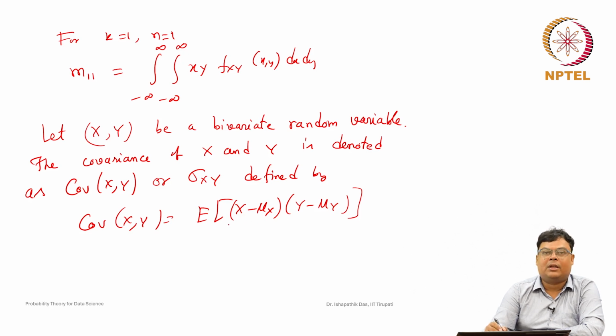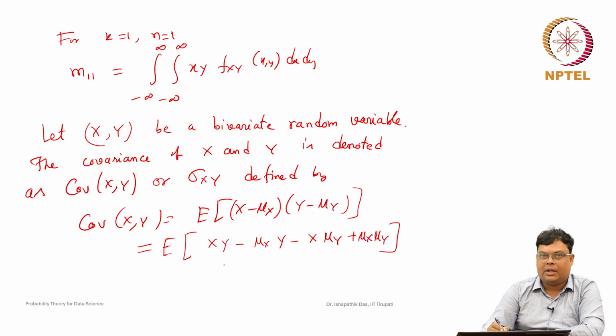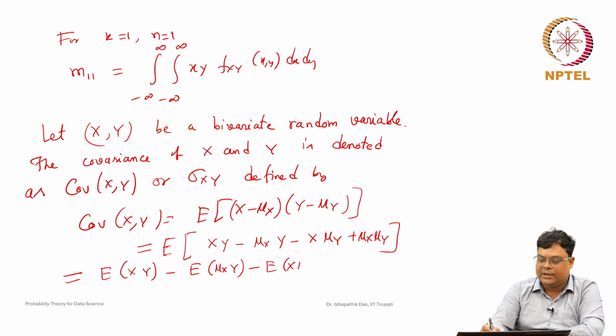Now, it has a simplified form, like the variance, where we found a simplified form. Here also we can find a simplified form. The expected value of x minus mu x, y minus mu y can be written as x y minus mu x into y minus x into mu y plus mu x mu y. Now, because expected value is a linear transformation, we know the properties of expected value, this is nothing but expected value of x y minus expected value of mu x into y minus expected value of x into mu y plus expected value of mu x into mu y.